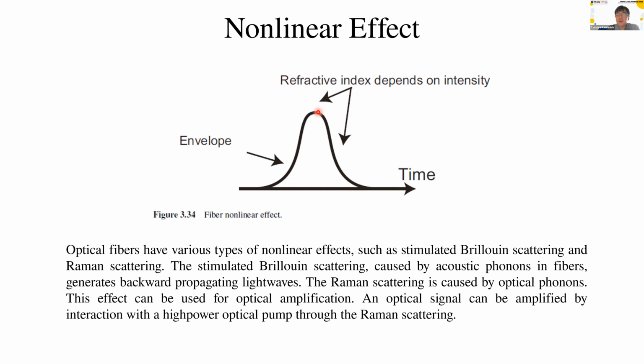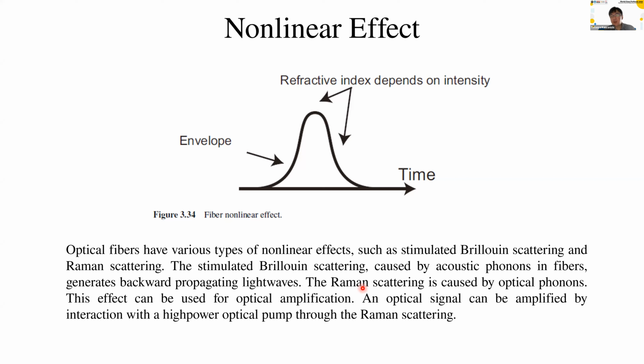And if we have a multi-channel scheme, if we put very many optical signals in an optical fiber, we may have some correlation between optical signals. The famous ones are stimulated Brillouin scattering and Raman scattering. The stimulated Brillouin scattering is caused by acoustic phonon in a fiber. The fiber would have some small vibration due to the acoustic wave. It generates a backward propagating wave.